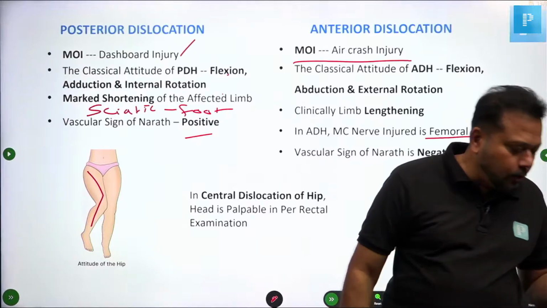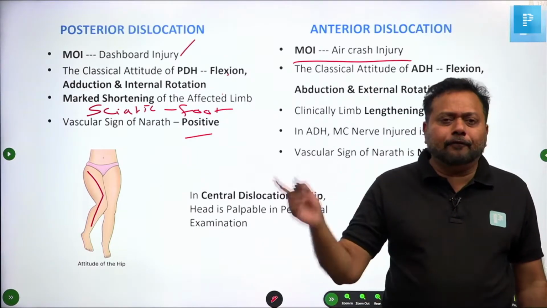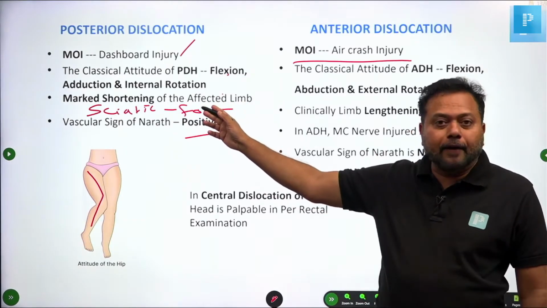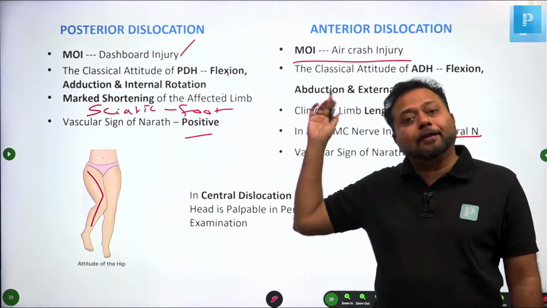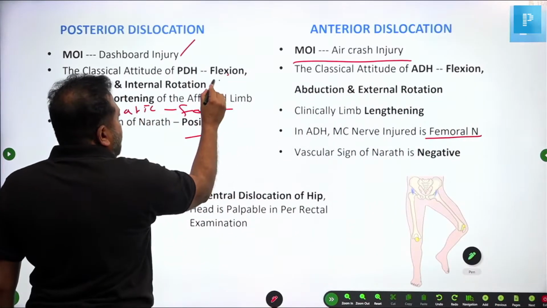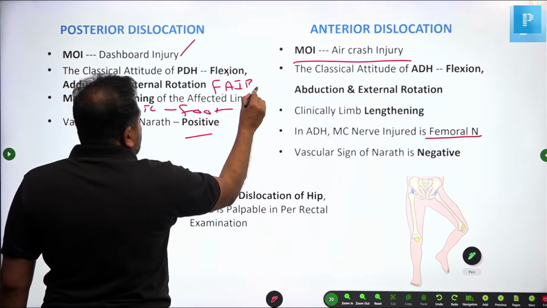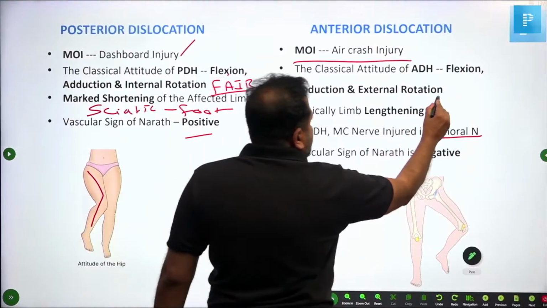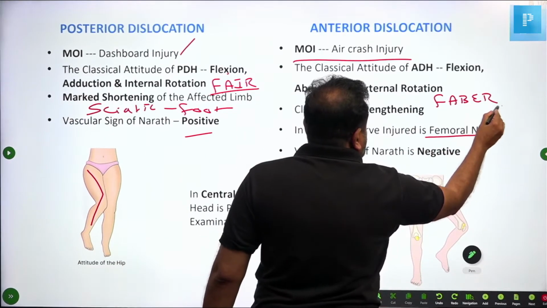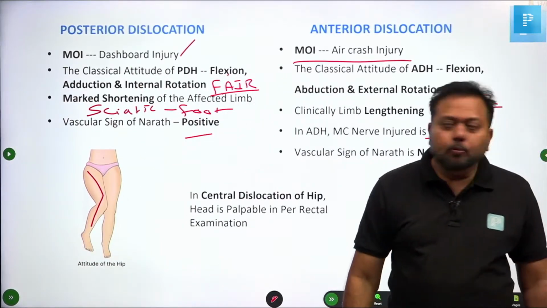Yes, very good. That's called FADIR and FABER. Flexion, adduction, internal rotation is FADIR. Flexion, abduction, external rotation is FABER. This is the mnemonic we use, and it is there in our main recording. Good. We will move on to the next question.